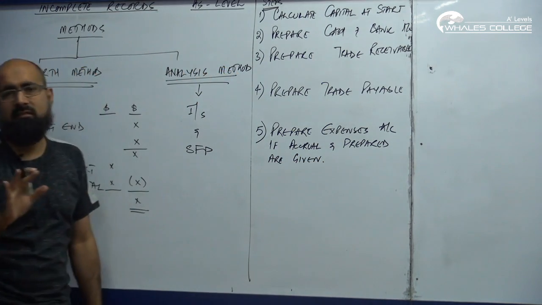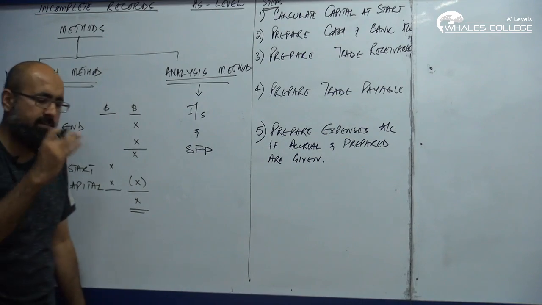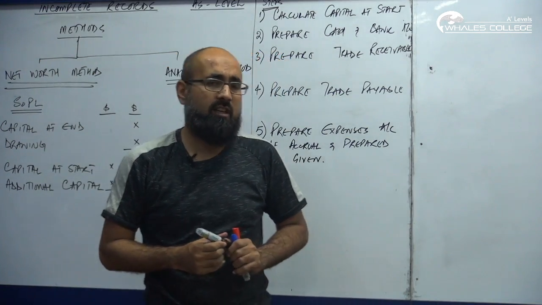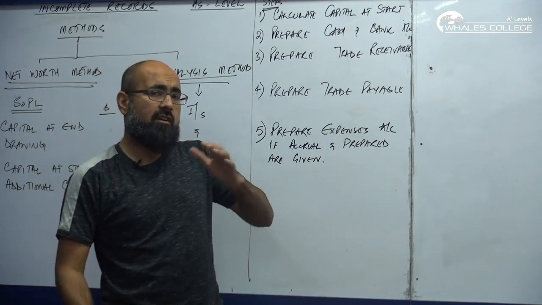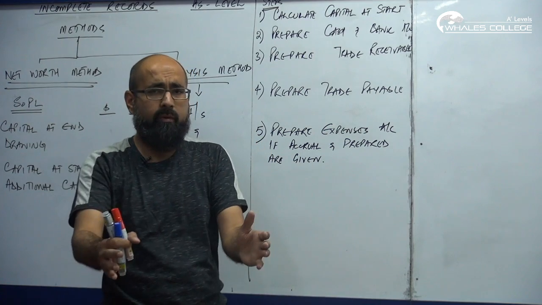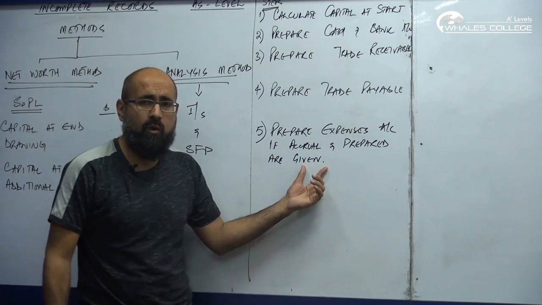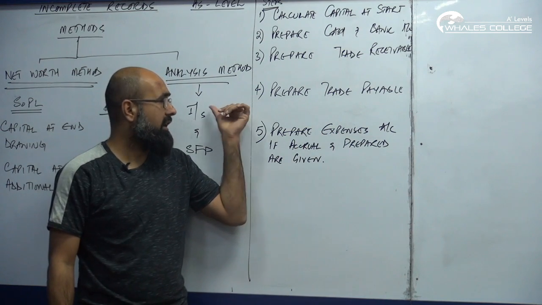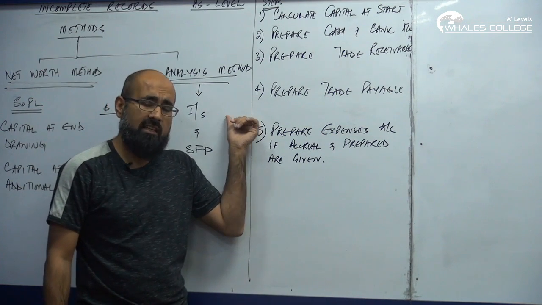Some expenses are already given, only paid expenses are given, so you may take them directly to the expenses in the income statement. But if you have accruals and prepayments at the start or at the end or both, then you need to make their accounts or working. How to get the expense figure which you need over here in your income statement.